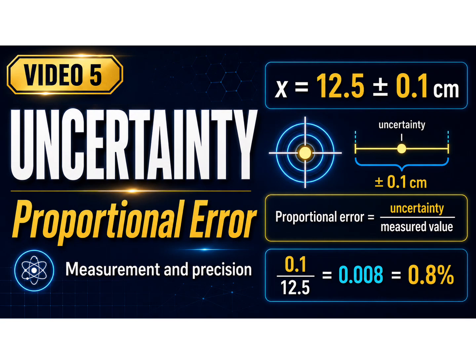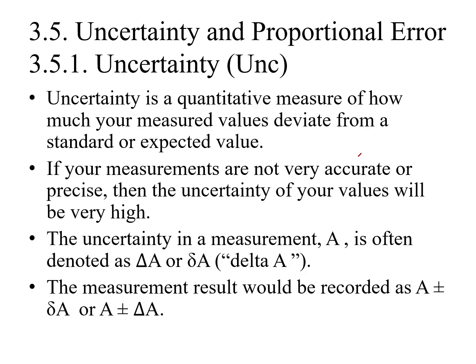Think about this. If two people measure the same object with the same ruler, will they always get exactly the same number? Maybe not. Their measurements should be close, but small differences are normal. Uncertainty tells us the range within which the actual value is likely to fall.